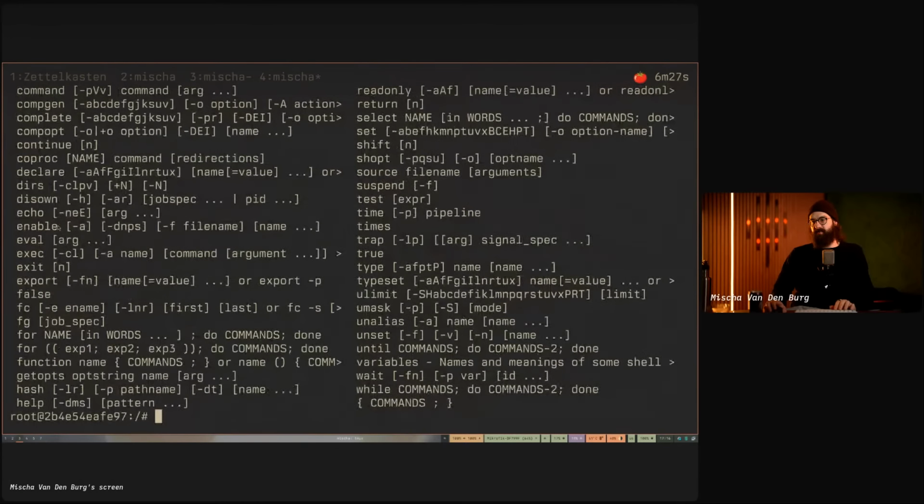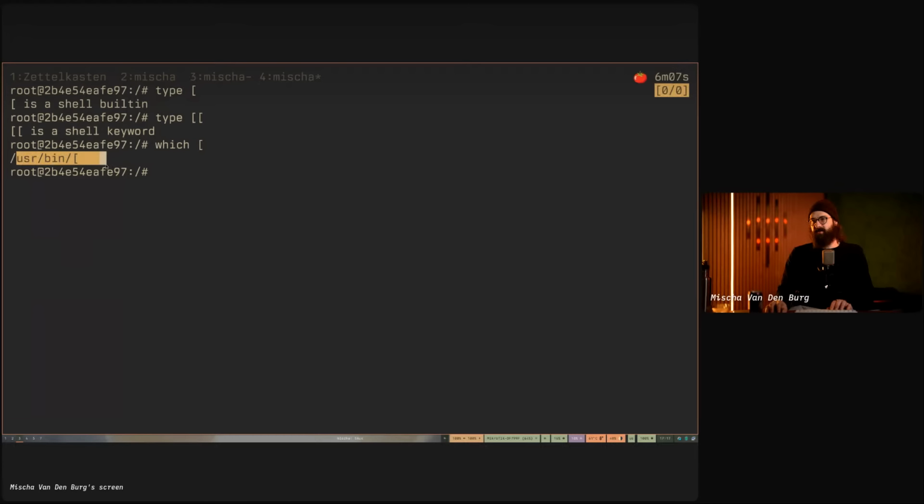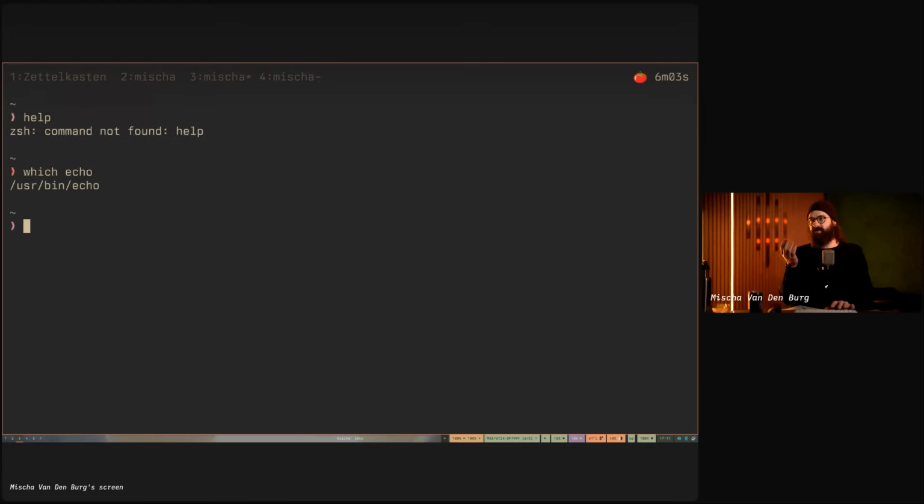But also this one. Like, did you know type [? Bracket is a shell builtin, okay? So if you're doing bash scripting and you use the bracket, this is actually a shell builtin. It's not, but the double bracket is a keyword. So the single bracket is a shell builtin. So if I do which [, you will see that it's actually here, okay? So the point I'm making here is if you're running zsh, you have a very different behavior from your system in these areas than bash.